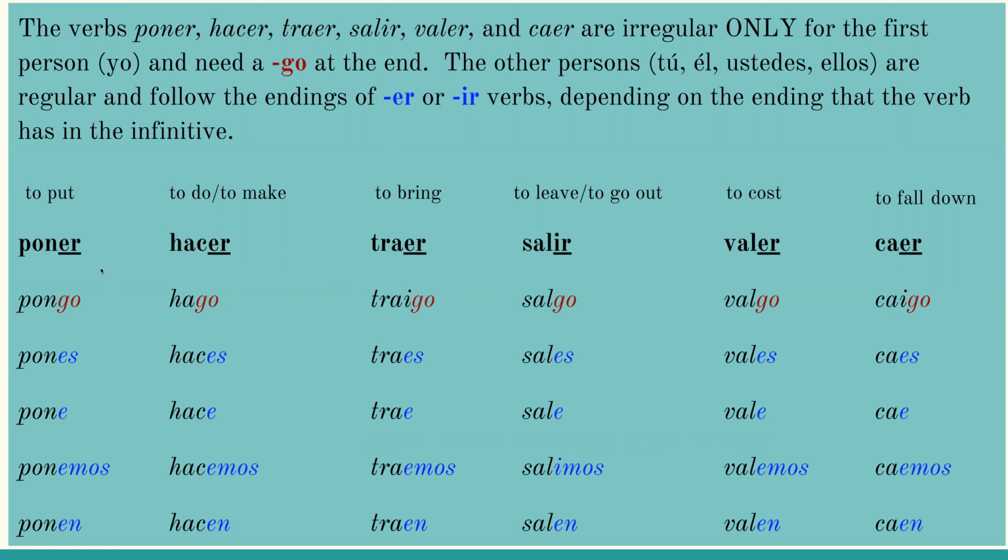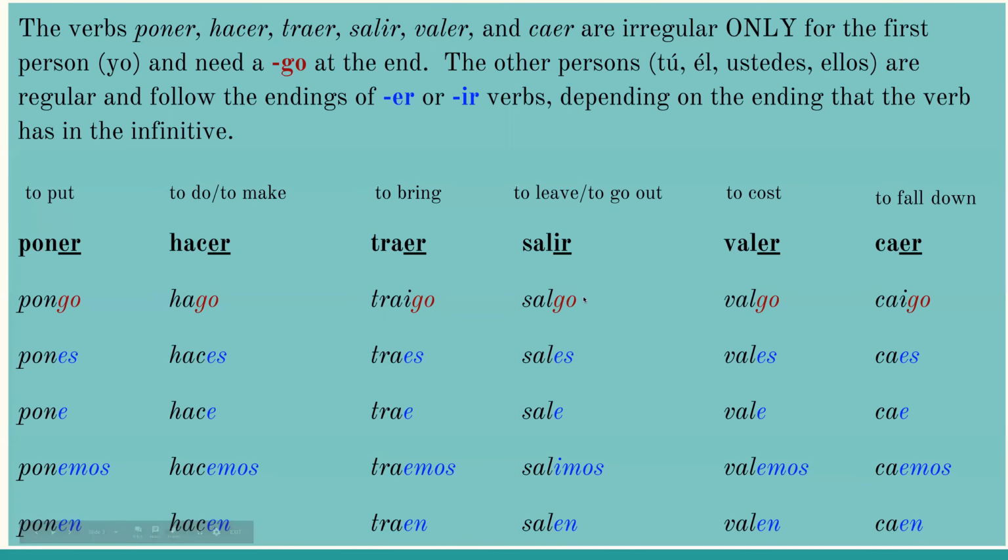For poner, we say pongo, pones, pone, ponemos, ponen. Hacer. Hago, haces, hace, hacemos, hacen. Traer. Traigo, traes, trae, traemos, traen.